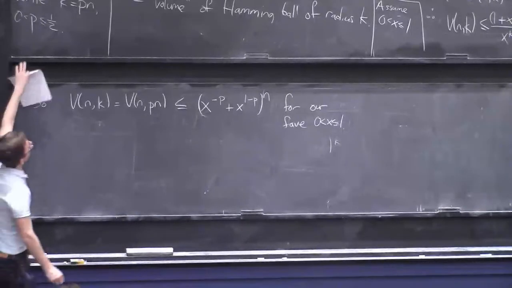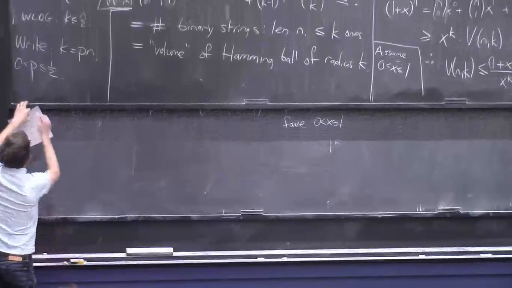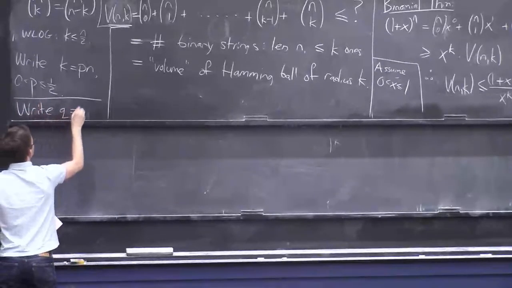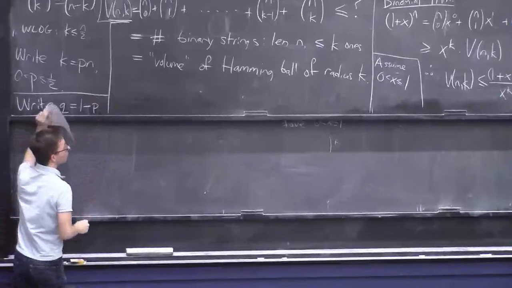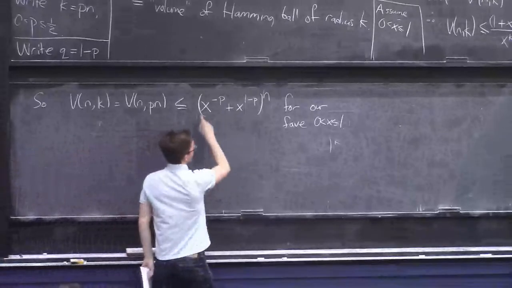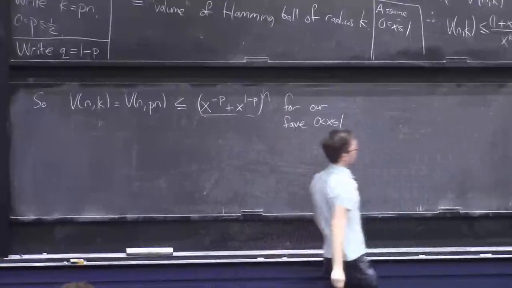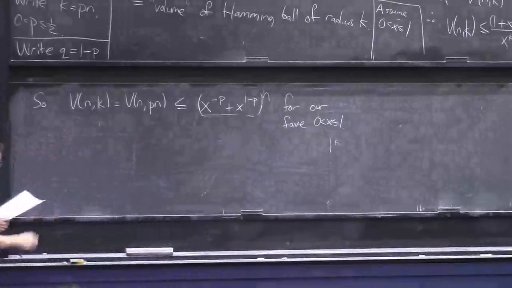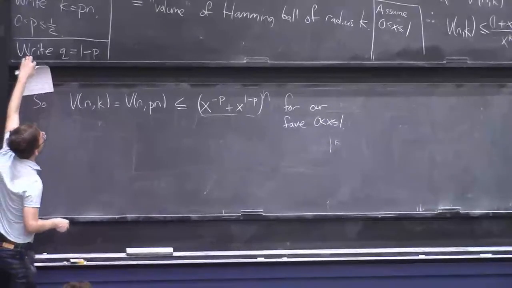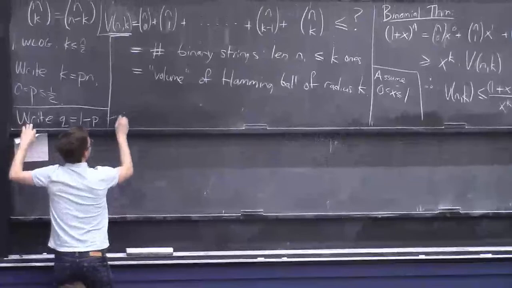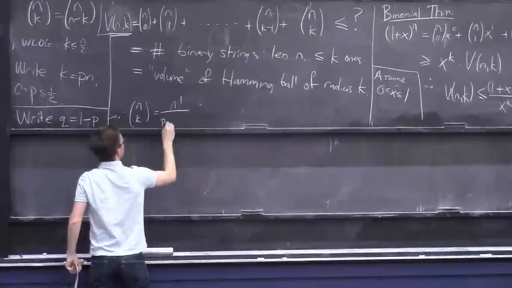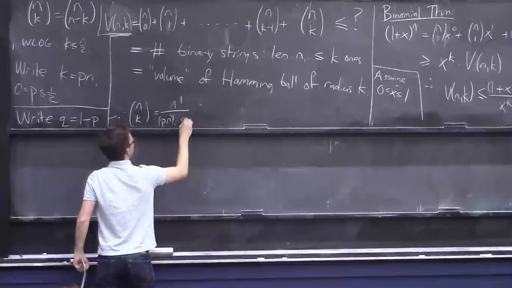And it's now also going to be convenient to write q for 1 minus p. I know I'm introducing a lot of symbols, but I will. This is literally just the same as this, by the way: (1 plus x) over x^p. So by the way, one reason for that is like, therefore, n choose k is n factorial over (pn) factorial (qn) factorial.